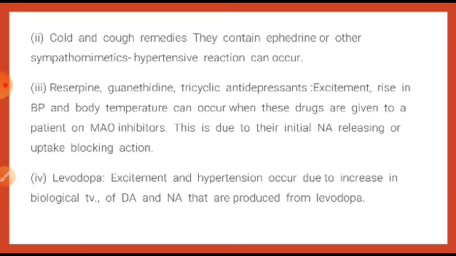You can assume it this way: whenever you give certain drugs which protect these catecholamines from degradation, and your drug is also doing the same, then there will be more catecholamines available, and they will produce effects in high amounts. Next is levodopa. Excitement and hypertension occur due to increase in biological amines, DA and NA, that are produced from levodopa.